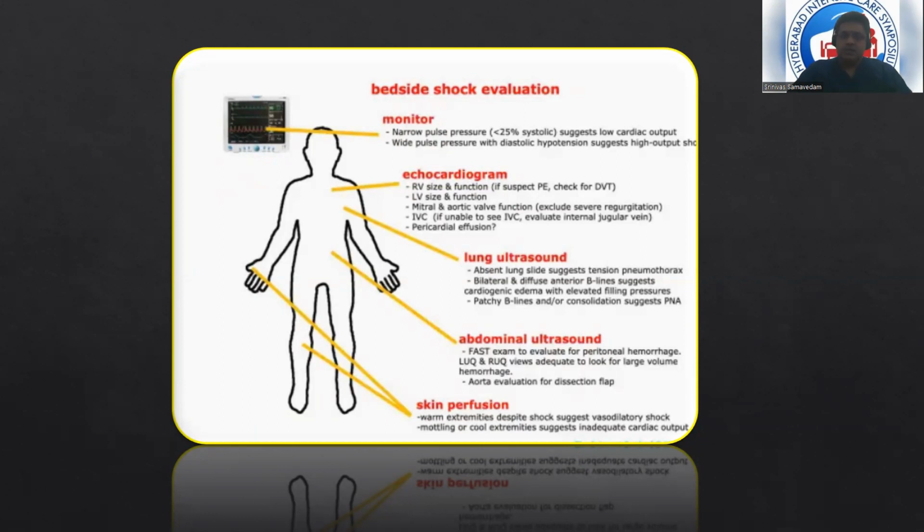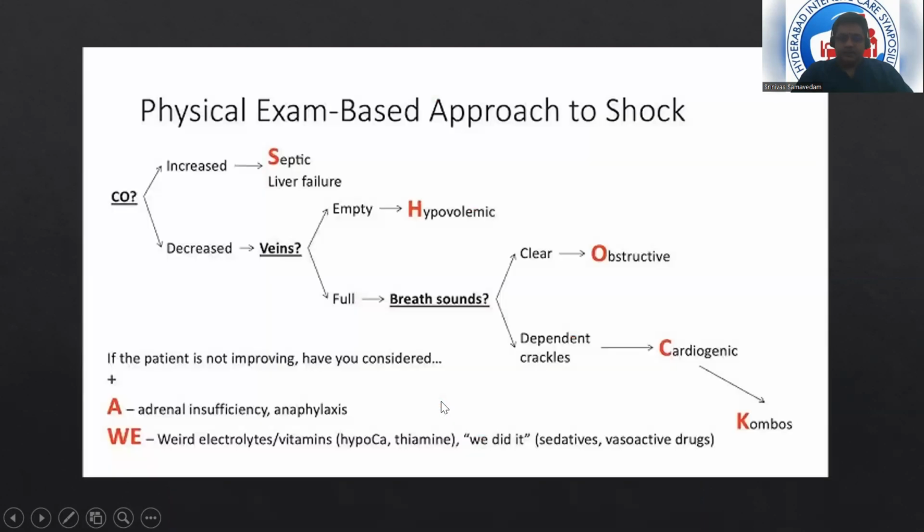So you do an echocardiogram, look at the RV size, look at the LV size, the valves, the IVC, and the pericardium. You look at the lungs and look for lung slide, exclude pneumothorax, look for pulmonary edema. Look at the abdominal ultrasound and look at the skin perfusion, that is the capillary refill time. If you want to look at only a physical examination based approach to shock, it is possible. So you need to understand whether you are dealing with a high cardiac output shock or a low cardiac output shock. And for that, you don't need a high-end hemodynamic monitoring tool.